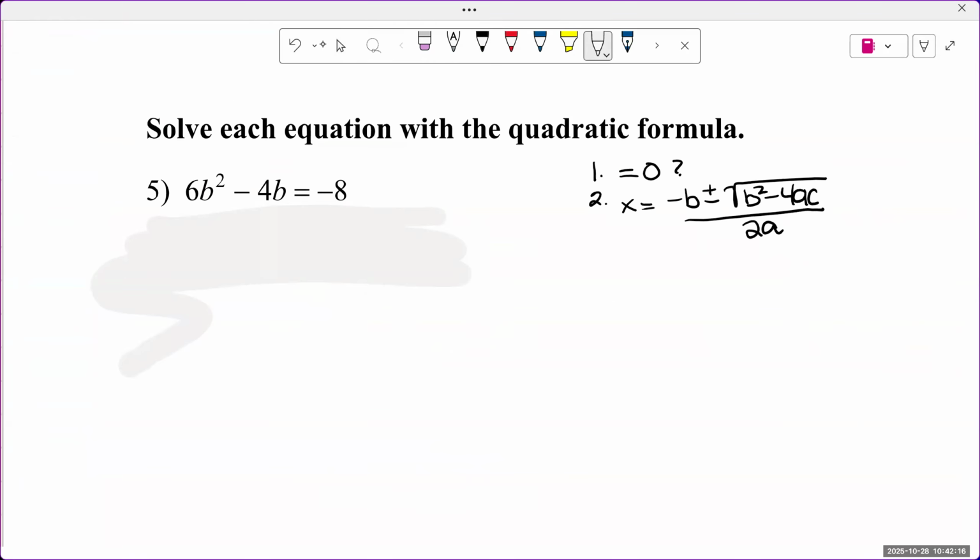Okay. Number 5, solve with the quadratic formula. Now, the more you practice the quadratic formula, actually practice it, not just watching me do it, but do it on your own. Okay, so try this on your own, pause the video, and then you could watch me do it. So, solve with the quadratic formula.